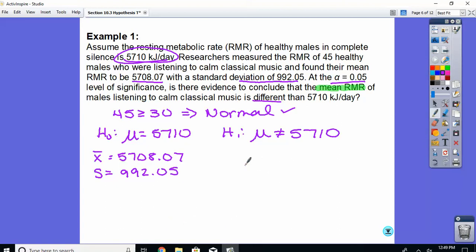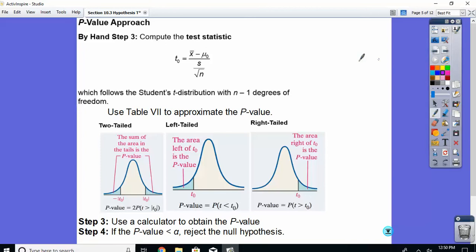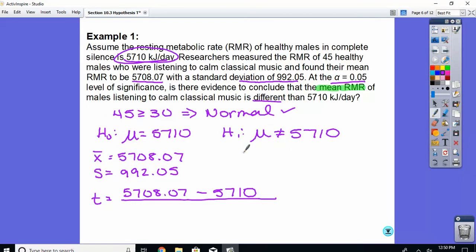So now we're going to find our t. T is your sample mean minus your true mean, which was the 5710, divided by the standard deviation. The formula that your book gives has you do it all at once. Usually we calculate that out to the side, so if you would prefer to calculate it before, you can. The standard deviation we're going to use is S over the square root of n.